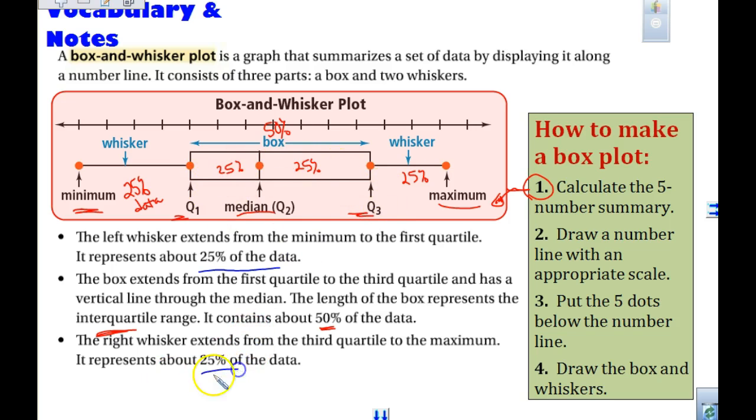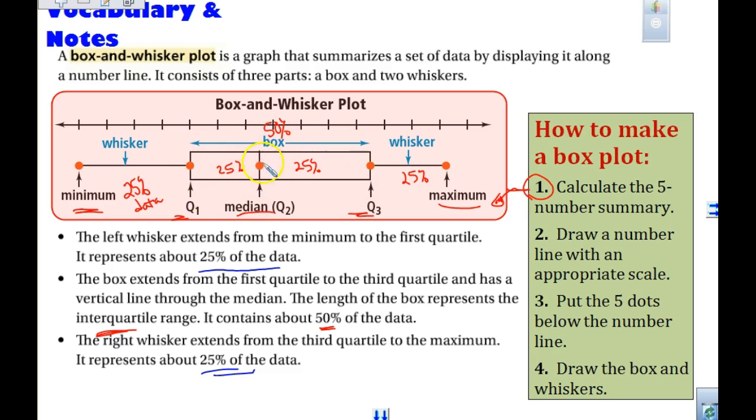Then you will draw a number line with the appropriate scale. So, you'll put your numbers on it. You will never put this box and whisker right on top of the number line. It'll either be above it or below it. You will put the 5 dots for where your 5-number summaries are. Then you'll draw the box around quartile 1 to quartile 3. You'll put a line down the middle, and you'll extend from the box out to your minimum and maximum.